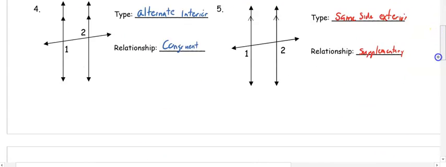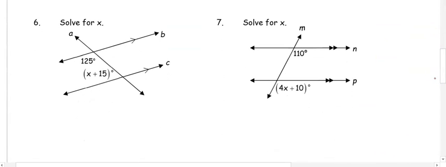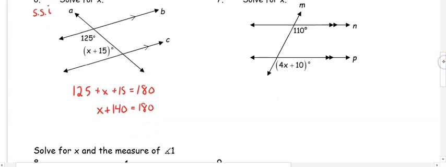So now let's look at some problems where we are going to solve using these ideas. So in number 6, we want to solve for x. So these arrows mean that the lines are parallel. These angles are same side interior because they are between their lines and on the same side of the transversal, which means they are supplementary. So we would have 125 plus x plus 15 is equal to 180. We combine like terms, we get x plus 140 equals 180. We can subtract 140 from both sides, so x is 40 degrees.